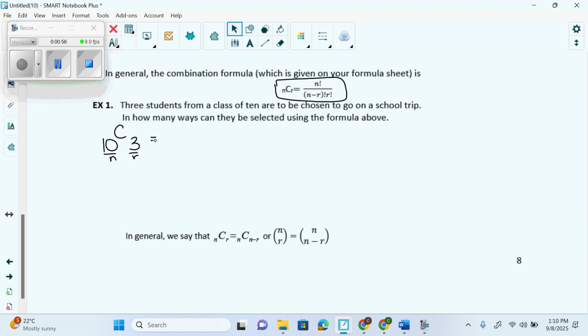So we're going to get 10 factorial all over 10 minus 3 factorial, 3 factorial. I'm just filling it into that formula, right? Nothing crazy, nothing fancy. So then I technically end up with 10 factorial over 10 minus 3, which is 7 factorial, 3 factorial.